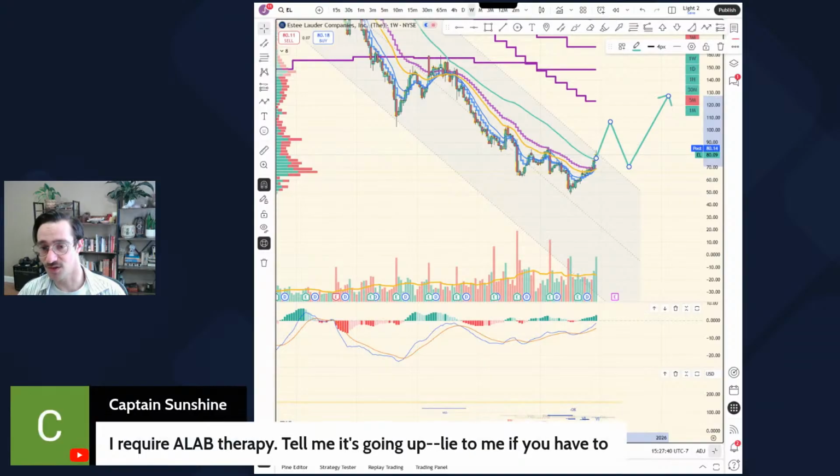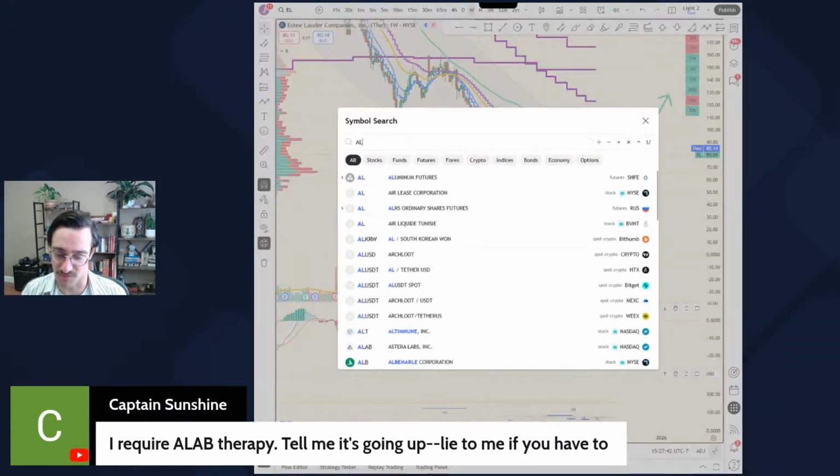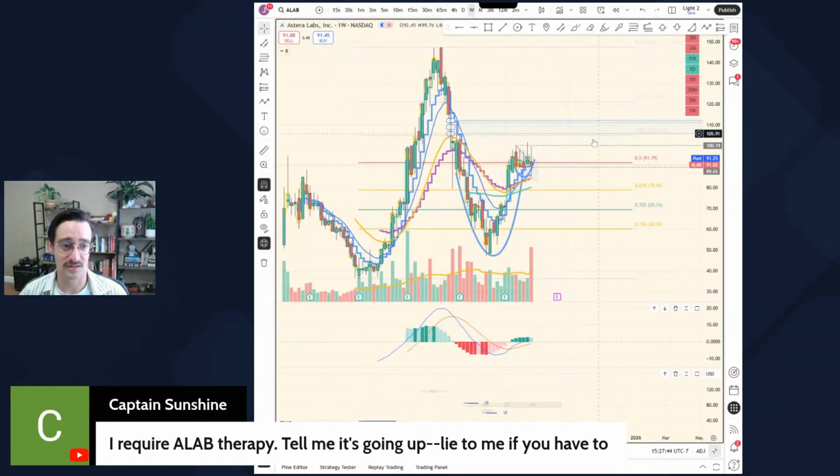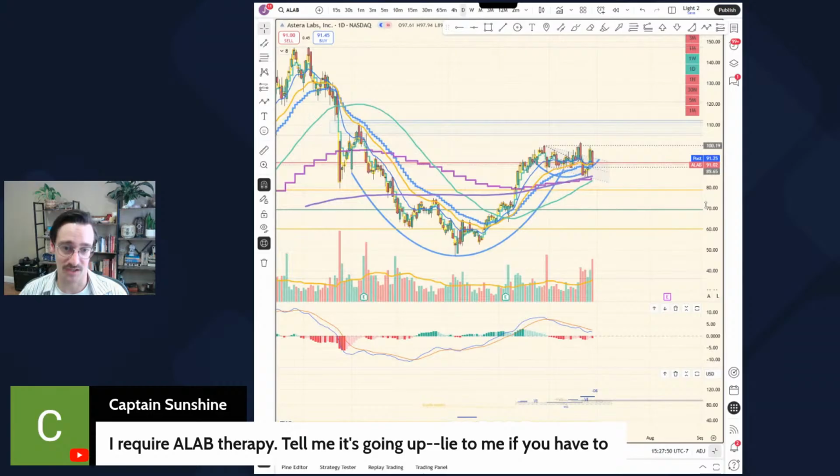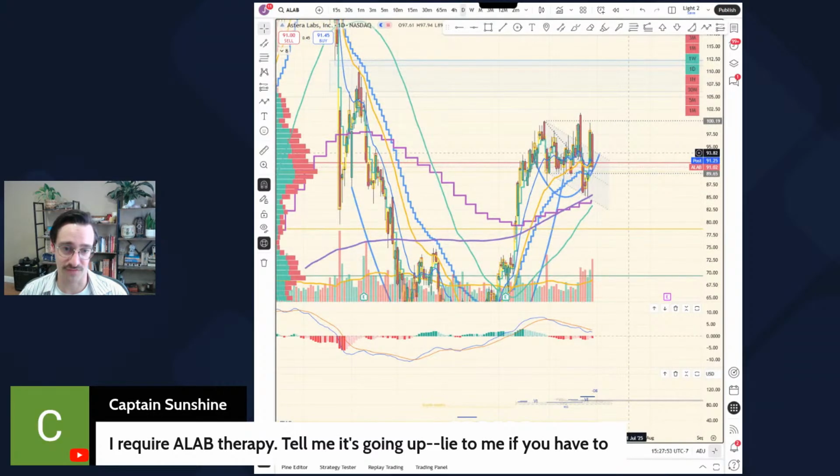Captain Sunshine, we can commiserate. I am long A-Lab, and it is being very obnoxious. Look at those weekly sticks. Top wick, top wick, top wick, top wick. I thought each one was going to break out. I am in from about 94-ish. So I don't have the best price.